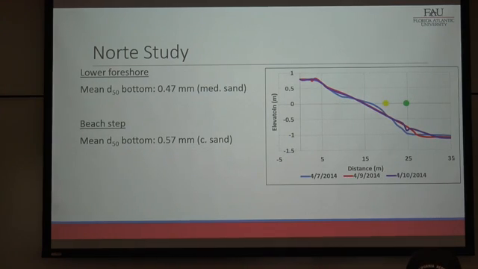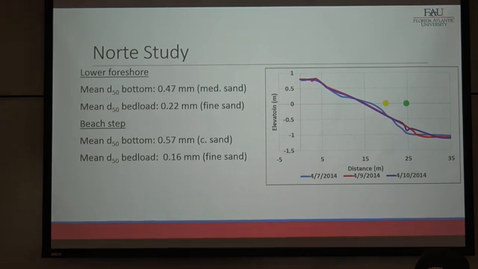Another way of trying to summarize this information for you: if you take the average of all of these D50s over those times, the bottom D50 at this lower foreshore location is medium sand, and at this beach depth we're looking at coarse sand.